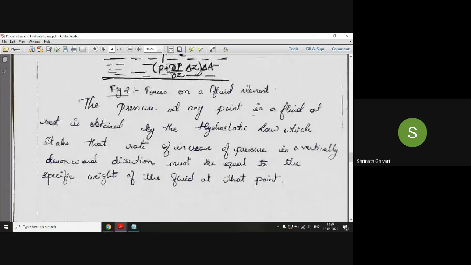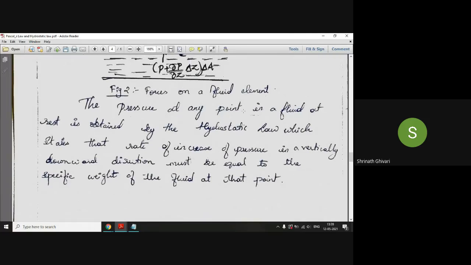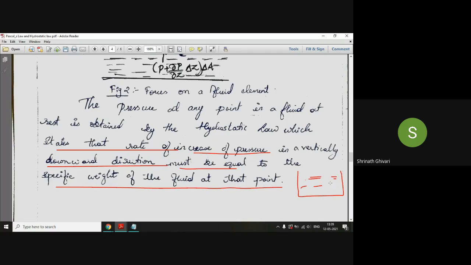So what does the hydrostatic law state? The pressure at any point in a fluid at rest is obtained by the hydrostatic law, which states that the rate of increase of pressure in a vertically downward direction must be equal to the specific weight of the fluid at that point. The fluid should be at rest; it should not be in motion. If you want to measure the pressure at any point in the static liquid, here or here or here, it is in terms of depth, height.